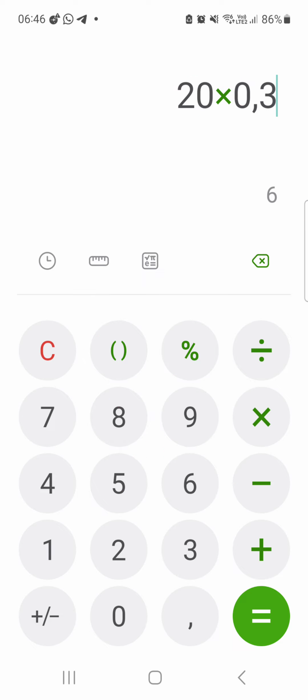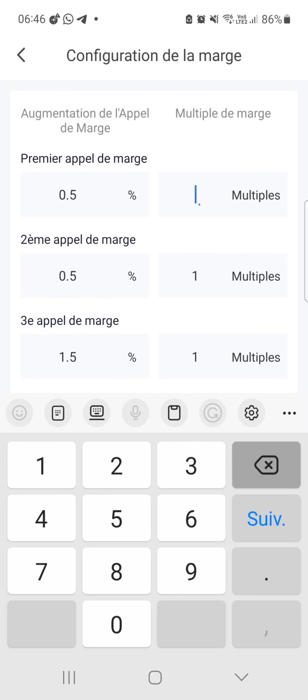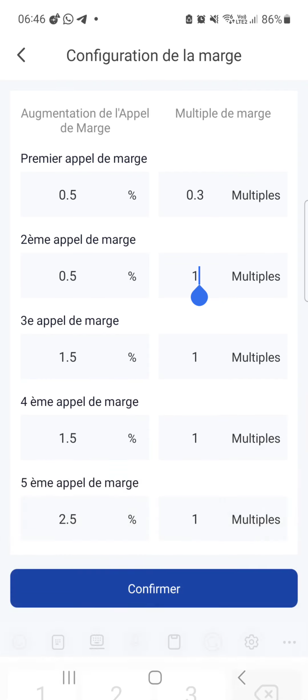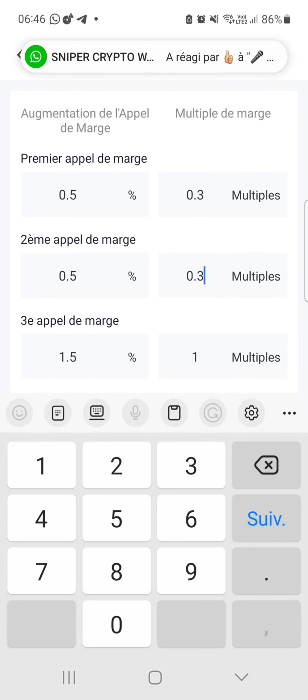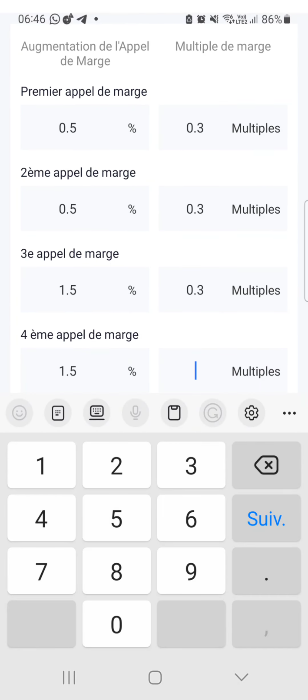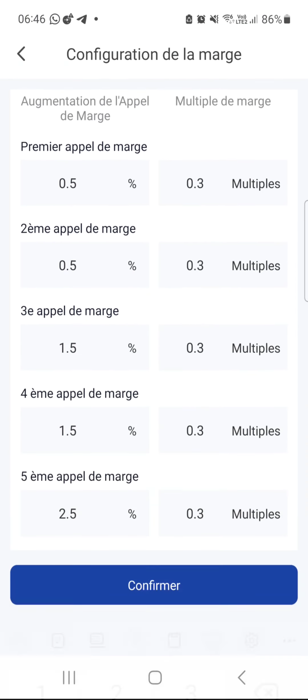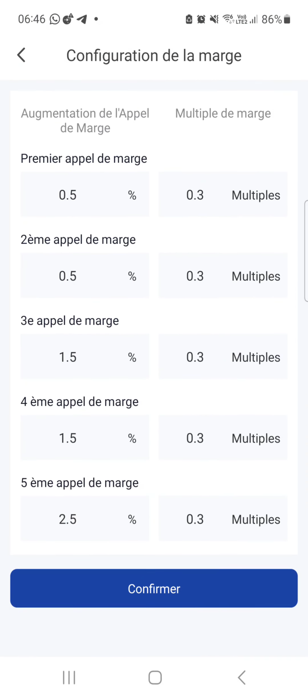Okay, so let's go. You need to put here 0.3 in each of the fields. Then you confirm.